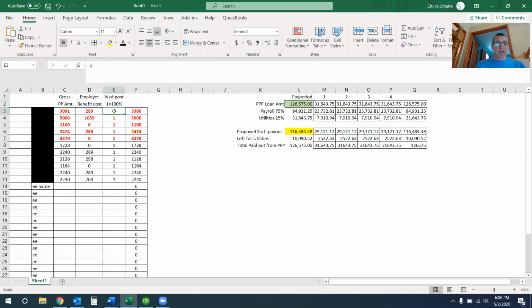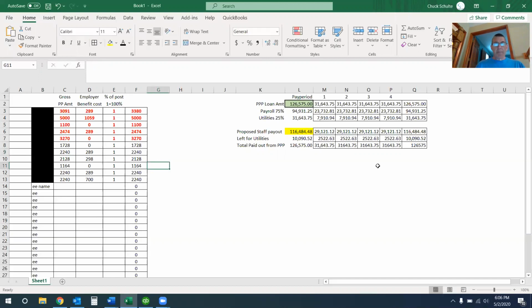So if they're 100%, that's what I'm paying for them. If you had somebody come in and you only brought them back 3/4 time, it would make that adjustment for you. So you can identify people that you're going to be paying. Maybe you're not bringing that person back, so it just takes them out of all the calculations.